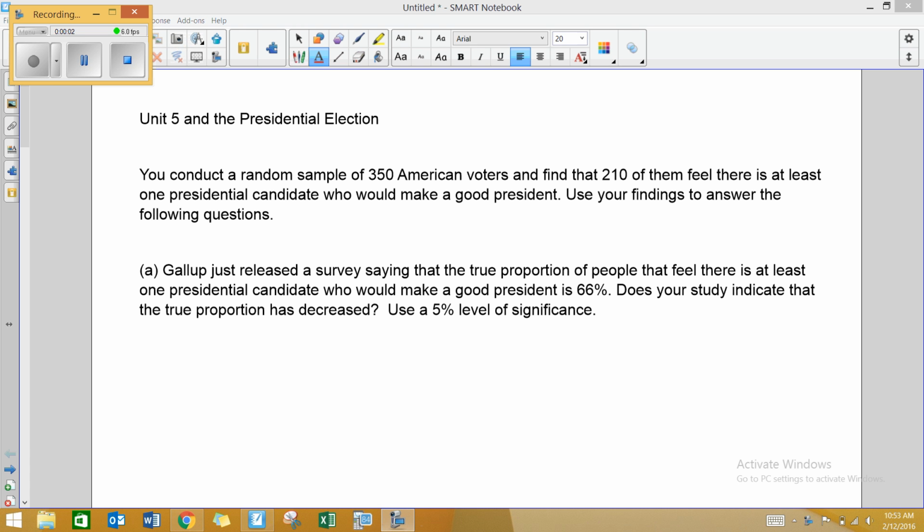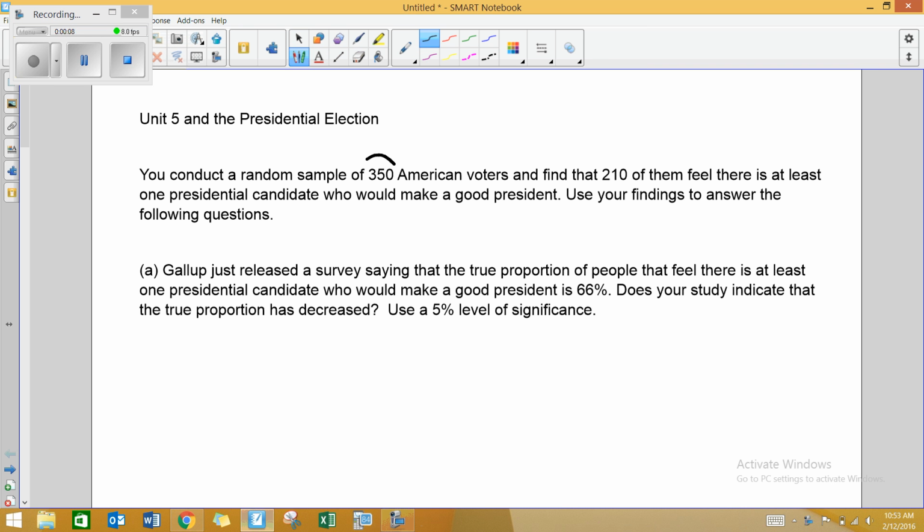So here we have Unit 5 and the presidential election. We've got a simple random sample of 350 American voters. You find that 210 of them feel there's at least one presidential candidate who would make a good president. We're going to use our findings just from this to answer quite a few questions.